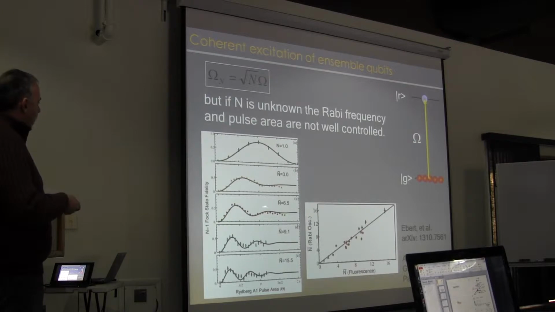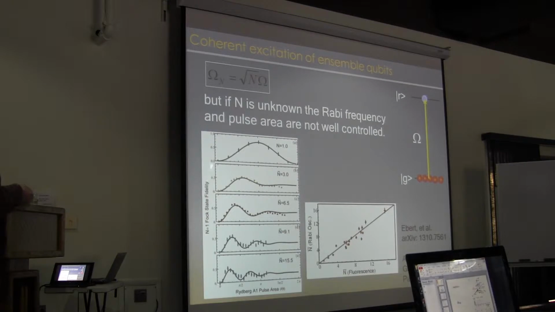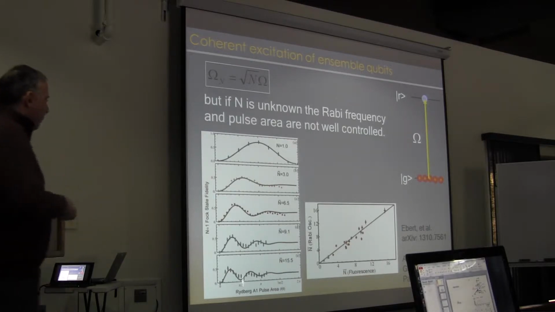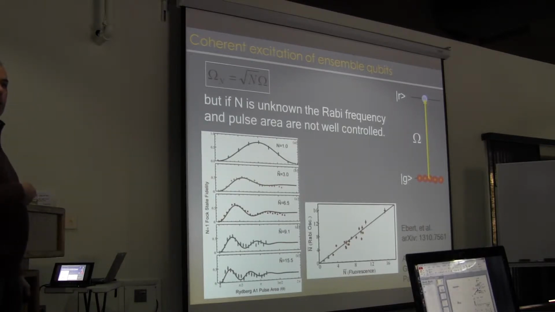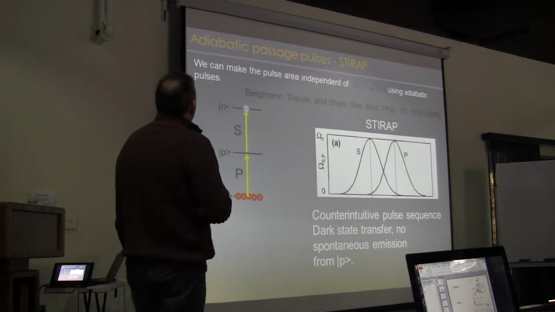So these solid lines here are, again, the expected average oscillations, averaging over a Poisson distribution. And they indeed agree quite well with the measured data. But if we want to use ensembles of atoms for quantum bits, then this dephasing is a problem, since we don't, in general, know n a priori. So what can we do about that?